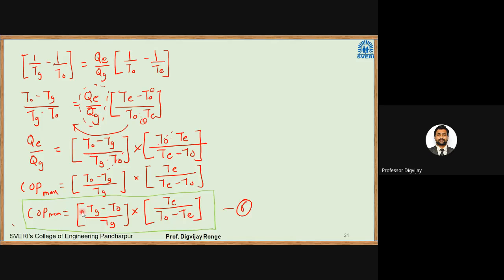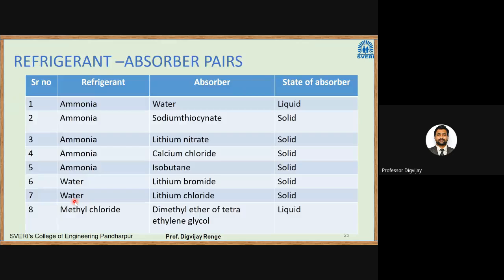TG is nothing but the temperature of the generator. TO is nothing but the temperature of the condenser or absorber. It is assumed that the temperature is the same. If it is not the same, in that case this TO will be replaced by TA, where TA is the temperature of the absorber. Into TE, where TE is the temperature of the evaporator, divided by TO minus TE. TO is again the temperature of the condenser. If it is not the same, then this will be the temperature of the condenser. Okay. So this formula will be the same for this lithium bromide system.